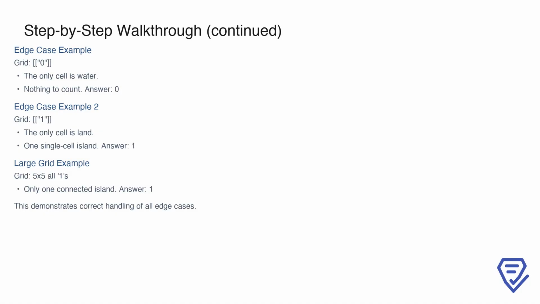Now let's look at special edge cases. For a grid with a single 0, there is nothing to count, so the answer is 0. For a grid with a single 1, it's a single island, so we return 1. We also handle large connected blocks, such as a 5x5 all-land grid, where despite its size there is only 1 island. Our algorithm correctly counts islands in all scenarios, including the smallest and largest possible grids.